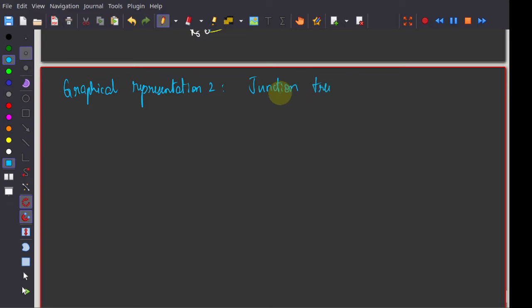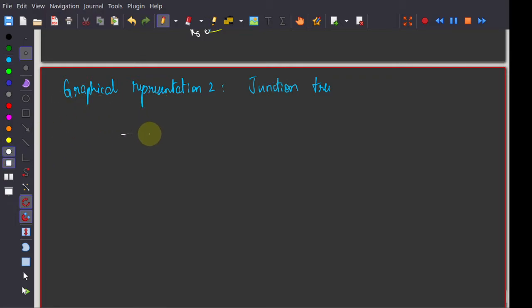So the junction tree, once again. The first case we had was the factor graph, which we saw was a bipartite graph. The junction tree is another representation, except that now the vertices and edges mean something different. In the junction tree, each vertex corresponds to one of the local functions, but we don't have any separate vertices corresponding to the variables.